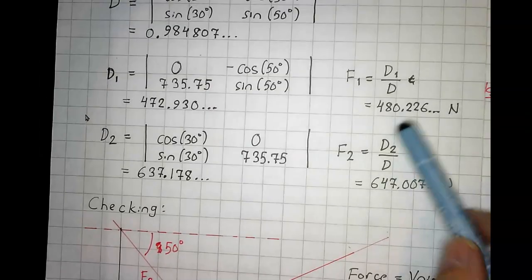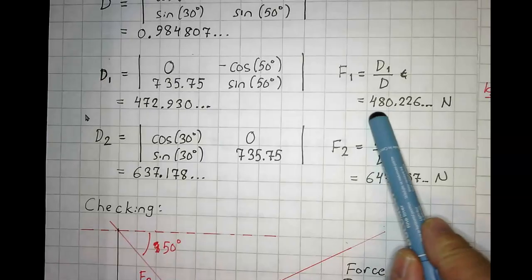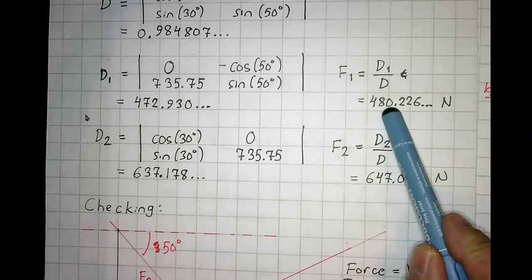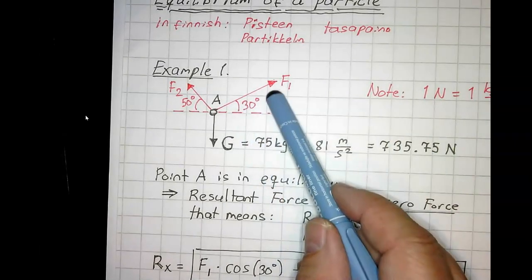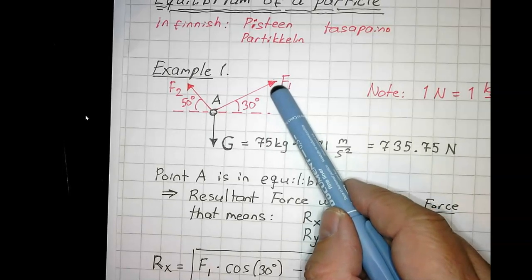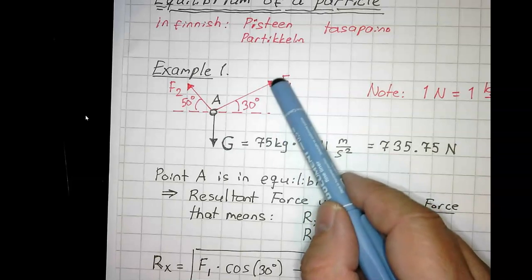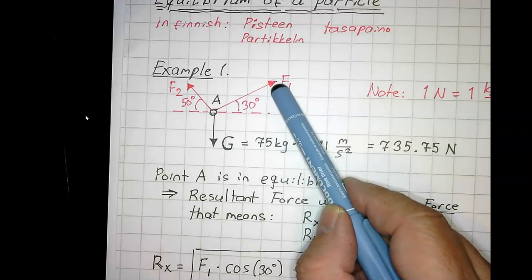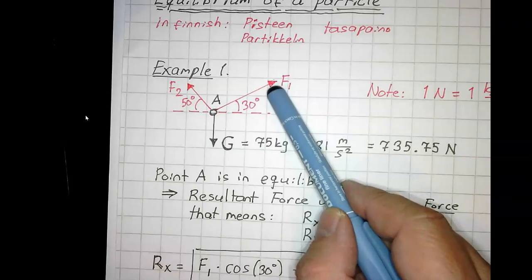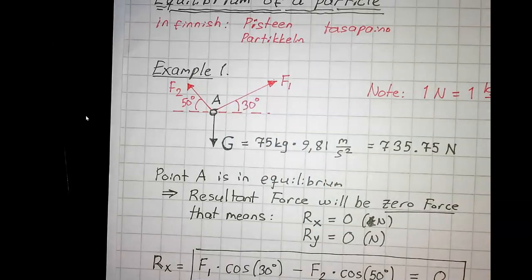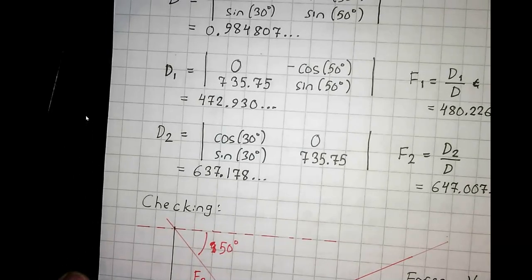If we had got, for example, for F1 minus 480 newtons, that would mean that in this picture the orientation of this force is not correct. The correct orientation or direction is towards the point A. So the direction of that arrow would be opposite from that picture. And also we can think like that.